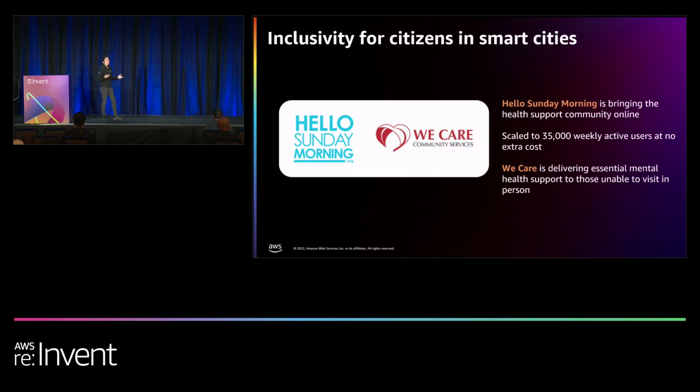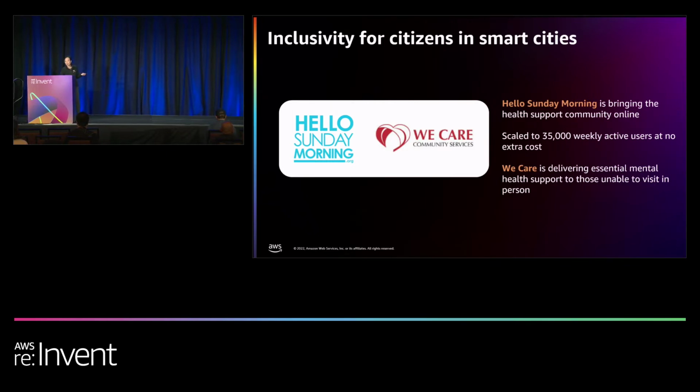Now, with lockdowns, you can imagine that this community could not meet in person. So that's where this app was very useful to be inclusive across all citizens. Now, with this success, the Australian government was able to fund them with a further 1.5 million Australian dollars, which is very impressive. Now, what does the future hold in terms of Hello Sunday Morning?